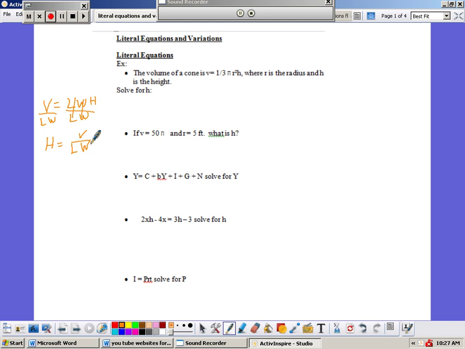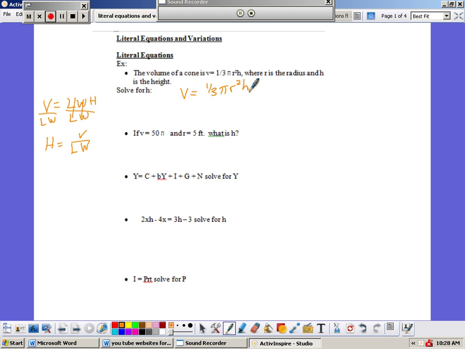So the volume of a cone is V equals 1/3 pi r squared h, where r is the radius and h is the height. So we want to solve for h. So we have V is equal to 1/3 pi r squared h. Now I could divide by 1/3 pi r squared right now and have h by itself, but then the problem would be I would have a fraction inside of a fraction.